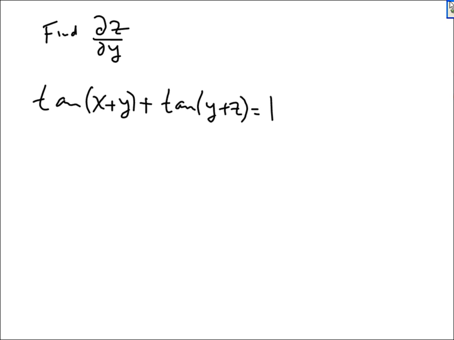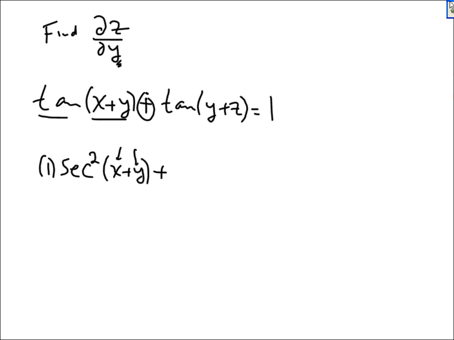Now, we want to take the derivatives with respect to y. So the derivative of tangent of anything is secant squared of the anything times the derivative of the anything with respect to y. X is a constant. The derivative of y is 1, times 1, plus the derivative of the next piece.